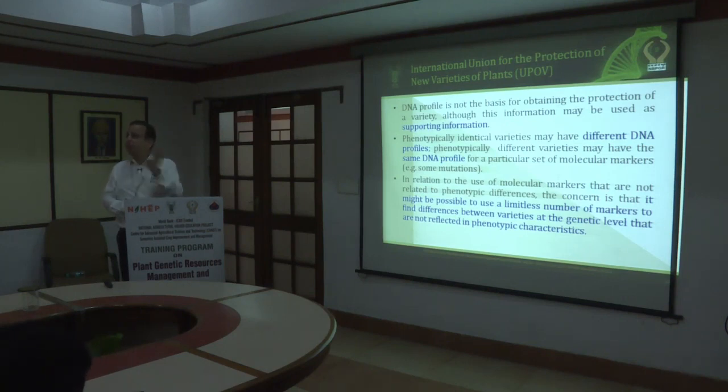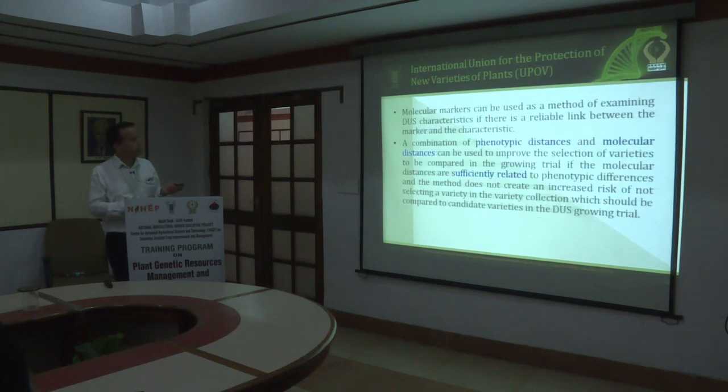DUS we can do away with only if, for whatever characters are used for DUS, we have one-to-one linked molecular markers for those traits. Only then can we say that we need not grow those varieties in the field and record those morphological observations, because our DNA markers are exactly one-to-one linked with the traits of interest. So we can substitute these, but that is not the case as of yet. That is what they say, that molecular markers can be used only as a method for examining DUS characteristics if there is a reliable link between the marker and the characteristic.